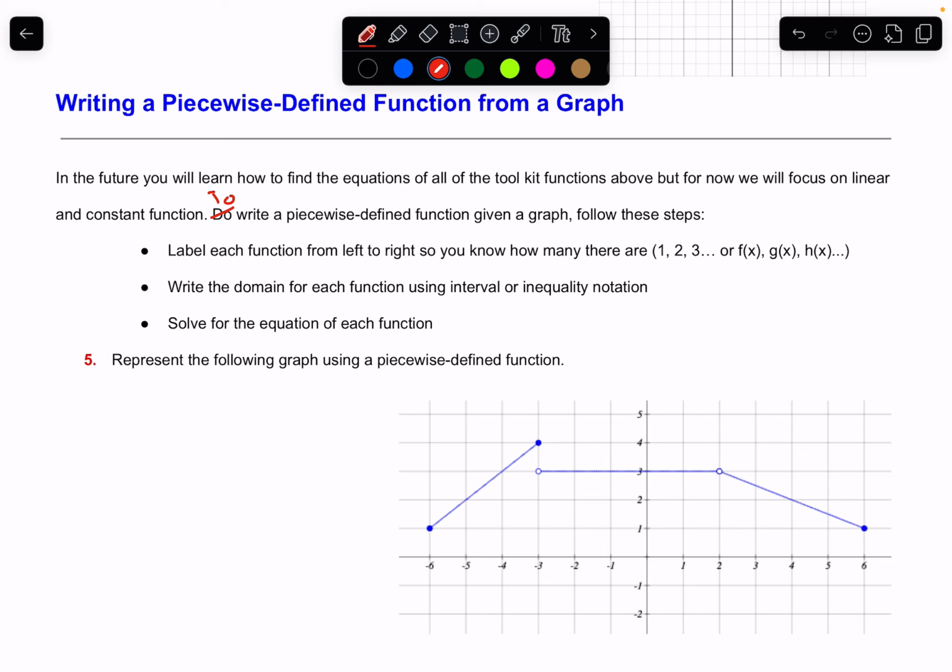That way we know what we're talking about. I usually do this with color coding because I'm on the iPad. But for your sake, it's usually easier if you just label them as 1, 2, and 3. This is mostly just so we know what we're talking about.